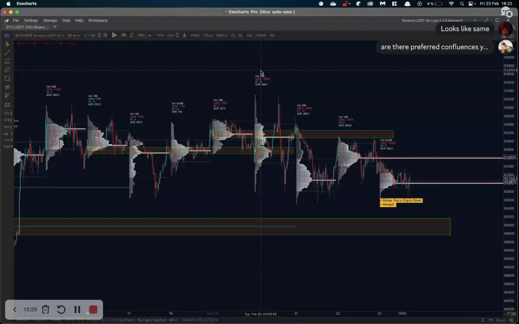Are there preferred confluences you use with this? Yes, you essentially want these to be stacked on top of each other. So if a resistance is stacking on top of a place where fair value has been established, that's a very, very good level.